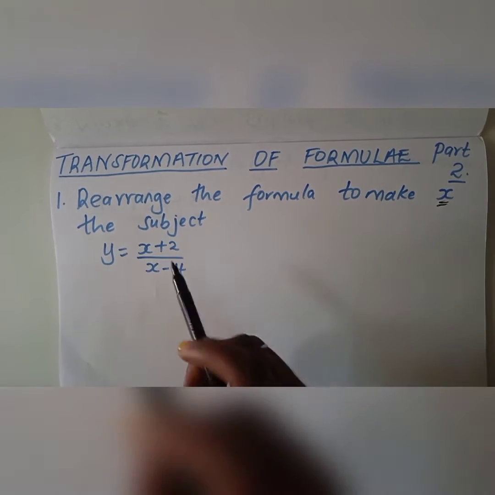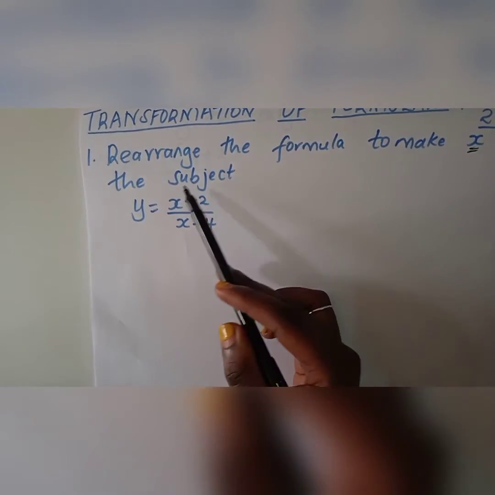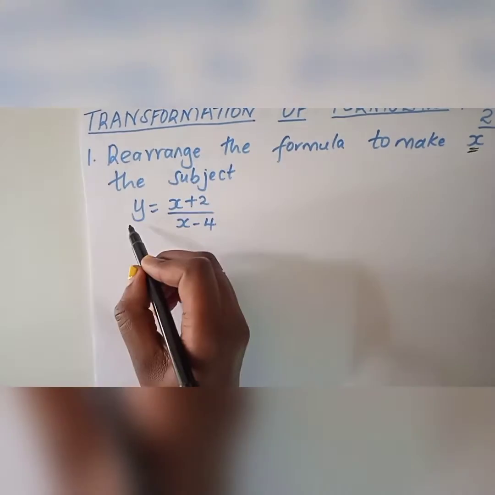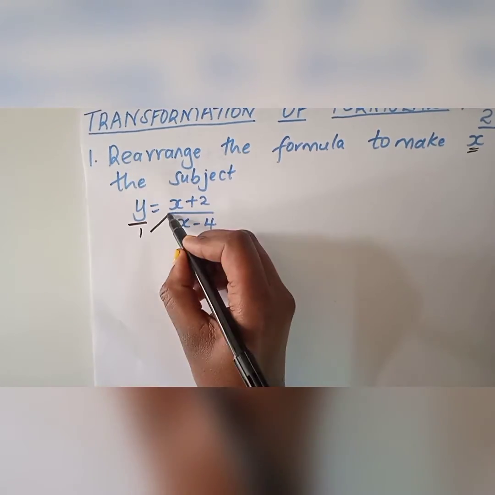So you want to make x the subject of this formula. Now you notice this one is a fraction and then this one is a whole number. So it's good we make both of them whole numbers. This one you make it over 1, then you cross multiply.